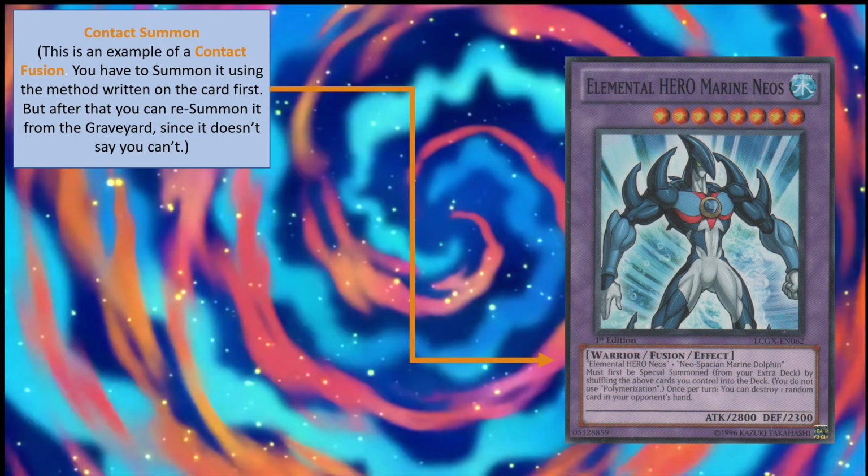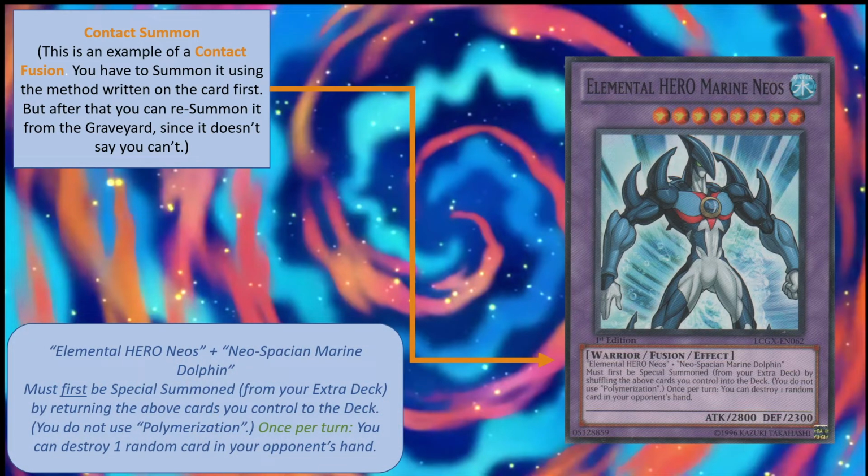So if we look here at Elemental Hero Neos Marine, it's a contact summon. What this exactly means is, if we look at his effect, you need 2 different Neoses basically to summon him out, and it says here, must first be special summoned from your extra deck. This is in parentheses, and it says then by returning the above cards you control to the deck. And it even says here, you do not use Polymerization. Even though it's a fusion card, it says here you cannot Poly this card.